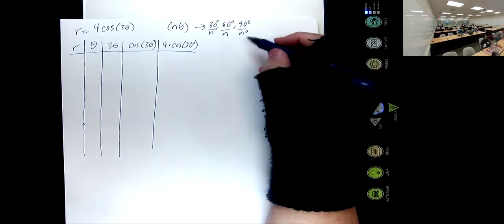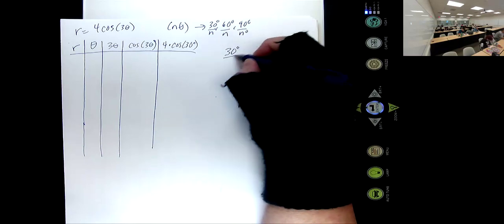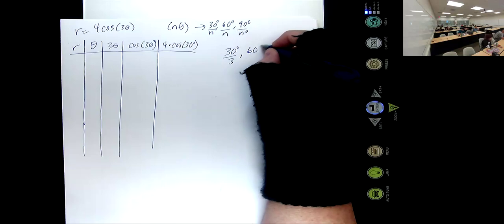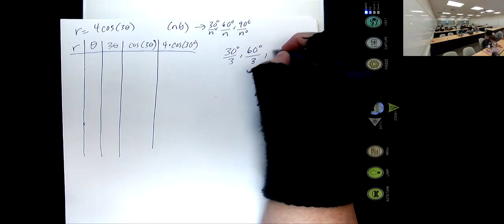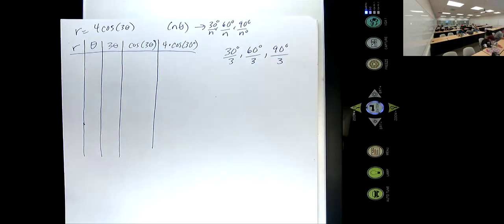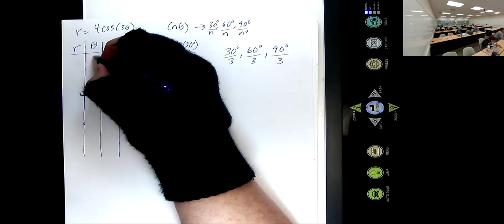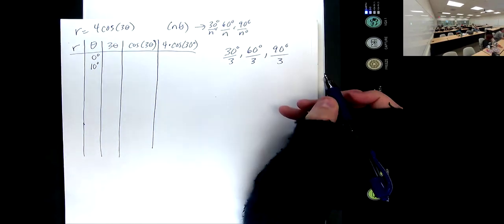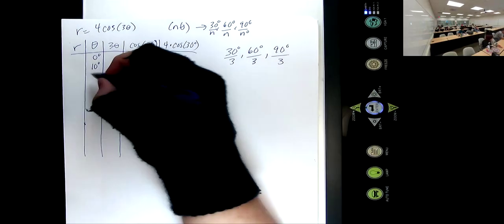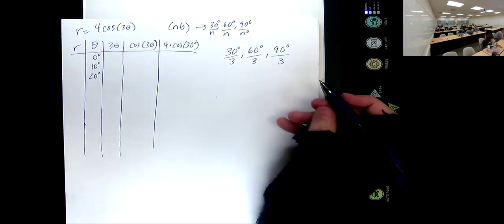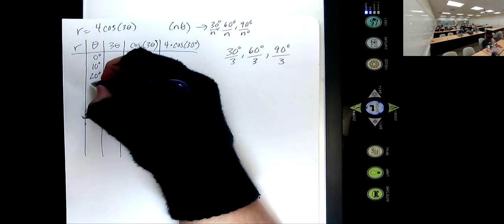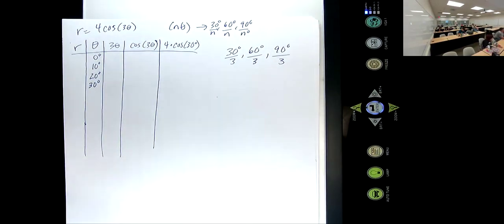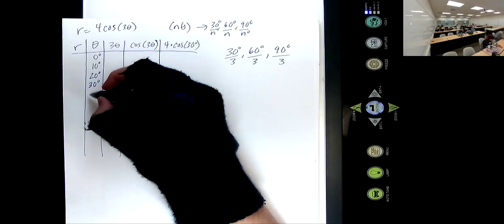So since it was 3 theta, I'm gonna divide all of my degrees by 3 and see what kind of pattern forms. If you can't recognize it after 3, you're not very good at patterns. What's 30 divided by 3? What is 60 divided by 3? What is 90 divided by 3? 30. What's the pattern? Every 10 degrees.